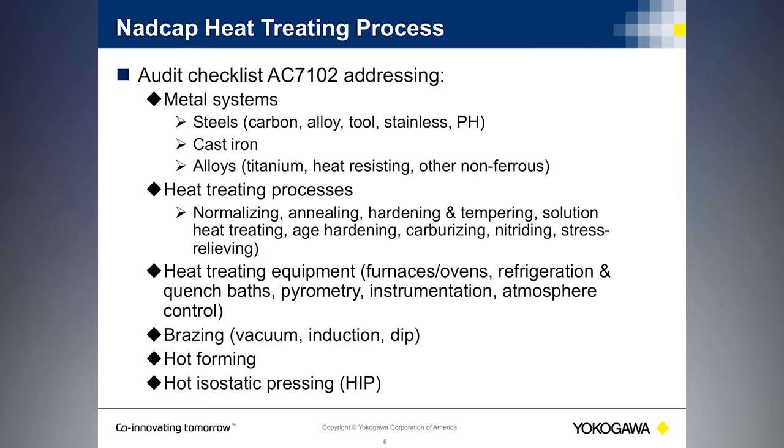The Nadcap heat treating process has developed the Audit Checklist 7102 and the associated slash sheets checklist, which address the following. They address metal systems such as various alloys. They also address the heat treating process: normalizing, annealing, carburizing. They also touch upon the heat treating equipment such as the furnaces, ovens, includes refrigeration and quench systems, and deals with pyrometry, instrumentation, and atmosphere controls. It also deals with brazing, hot forming, and hot isostatic pressing.